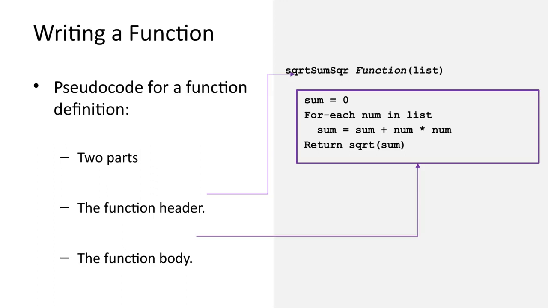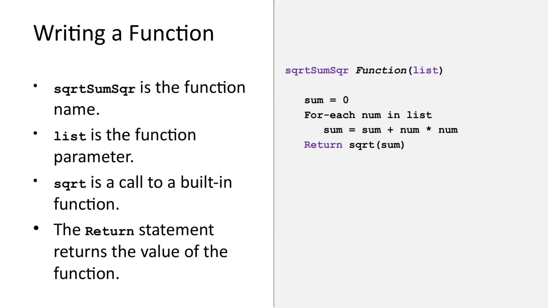The function consists of two main parts: the function header and the function body. The function body is indented relative to the function header. The function header contains the function name and function parameters. In this function, there is just one parameter, called list. The function body contains a for each loop to calculate the sum of the squares. It then calls a built-in square root function. Finally, it returns the result with the return statement.